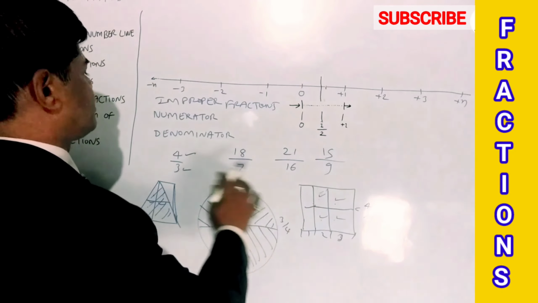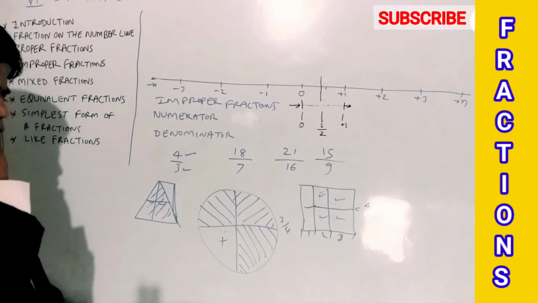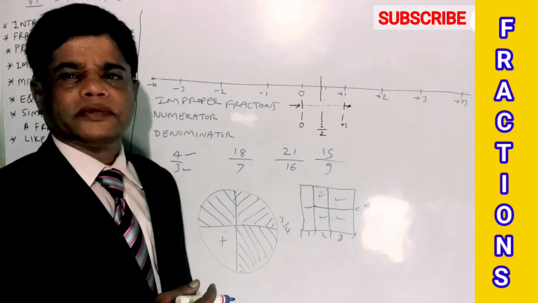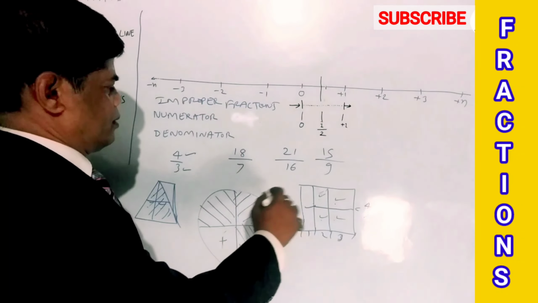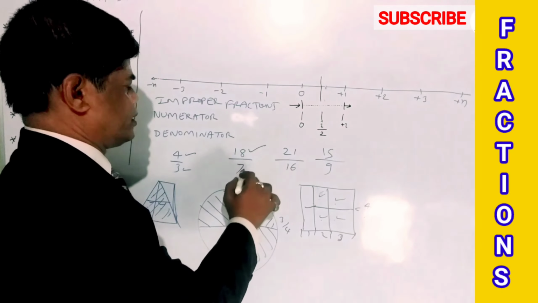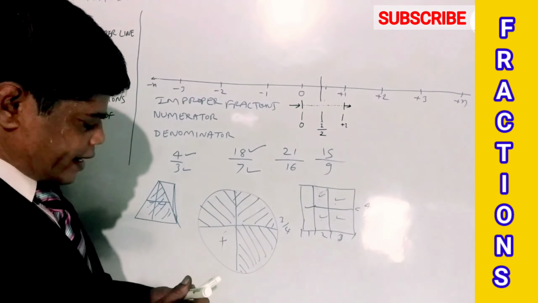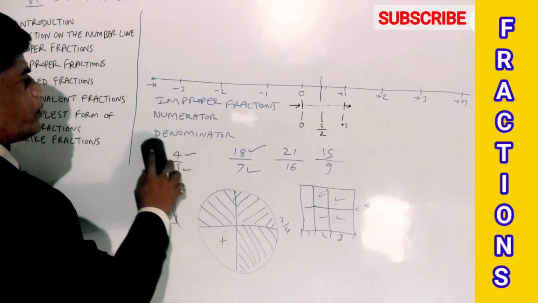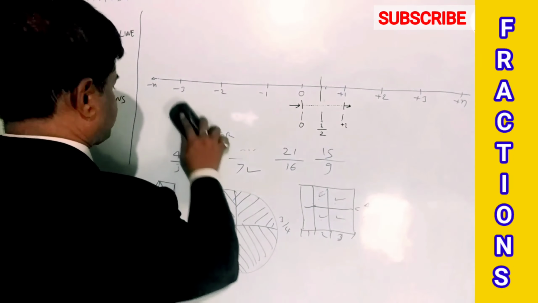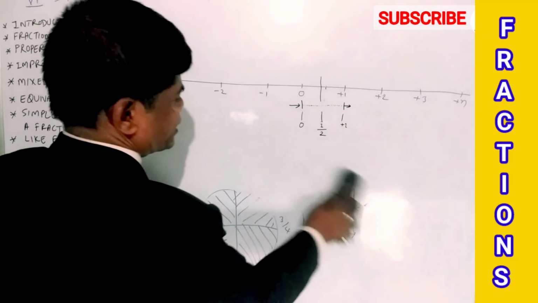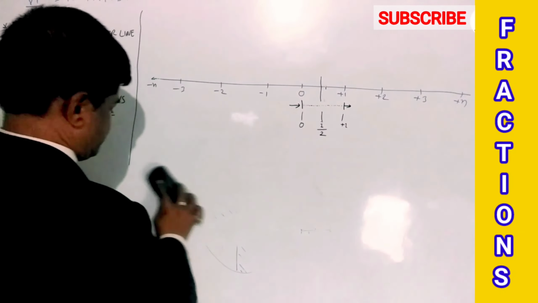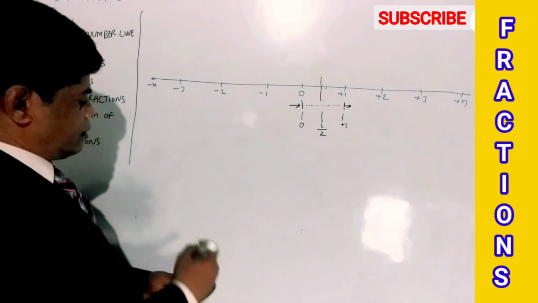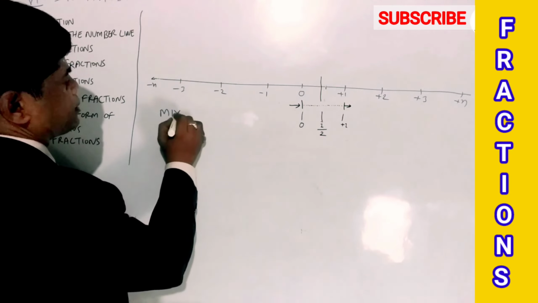This type of fraction is called an improper fraction. See, the understanding of it is very improper. So if the numerator is more and the denominator is less, such fractions are called improper fractions. Now I will go for mixed fractions. See, what do you mean by mixed fractions?